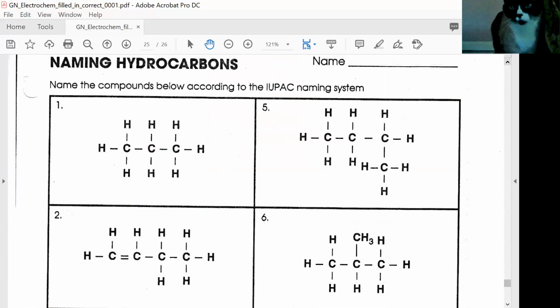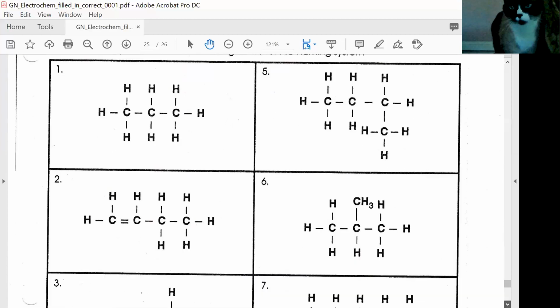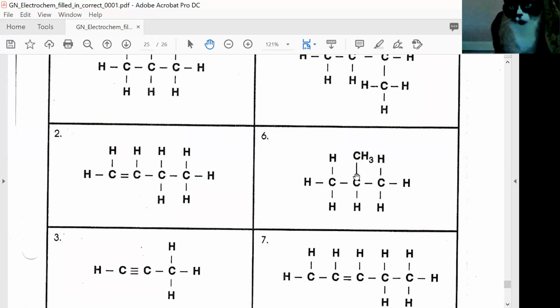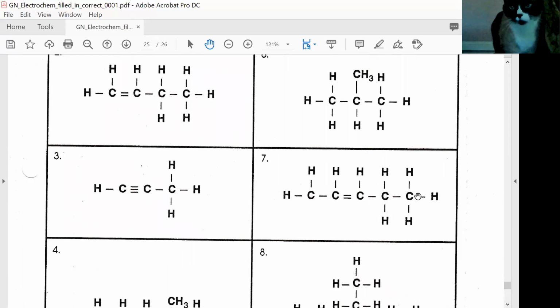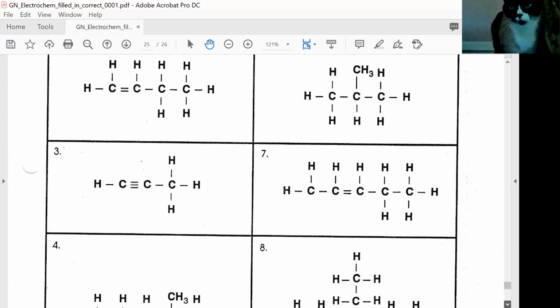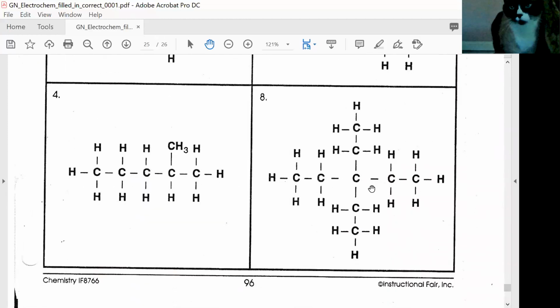Okay, you're going to want to be careful here. It's the longest continuous chain. So this is our longest continuous chain. No one's going to write it all nice and neat and horizontal for you. You have to be able to go upside down, backwards, whatever you need. So here's our longest continuous chain with the methyl group. Here's our longest continuous chain with, on carbon 2, a double bond. And then here's our longest continuous chain with the ethyl and the ethyl.